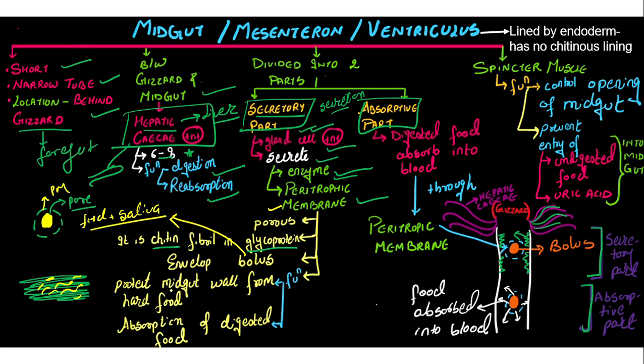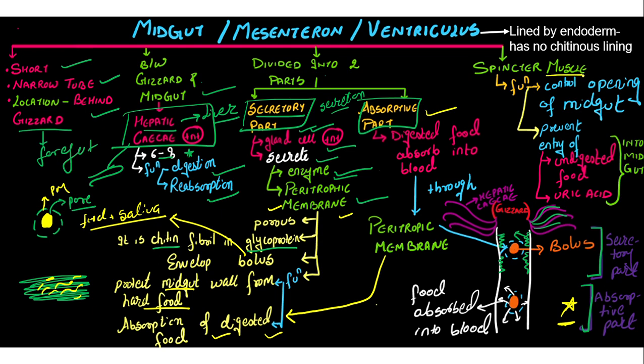Now what is the function of it? It protects the midgut from hard food. If my cockroach eats any hard food, it is going to damage the midgut. To protect that, your peritrophic membrane is going to be present. The second function of the peritrophic membrane is absorption of the digested food. In the absorptive part, your digested food is going to be absorbed into the blood through the peritrophic membrane. So the functions of the peritrophic membrane are, one, protection of the midgut, and the second one is absorption. Absorption will happen in the second part of the midgut.